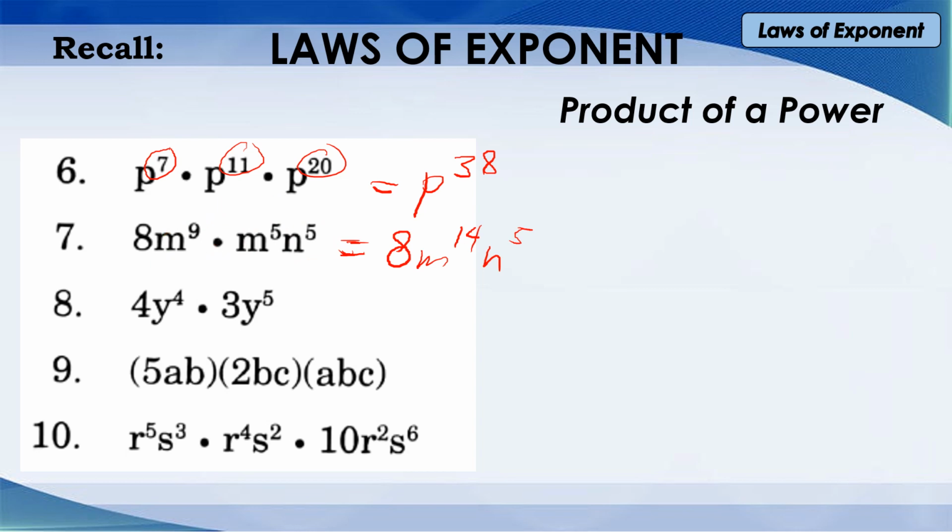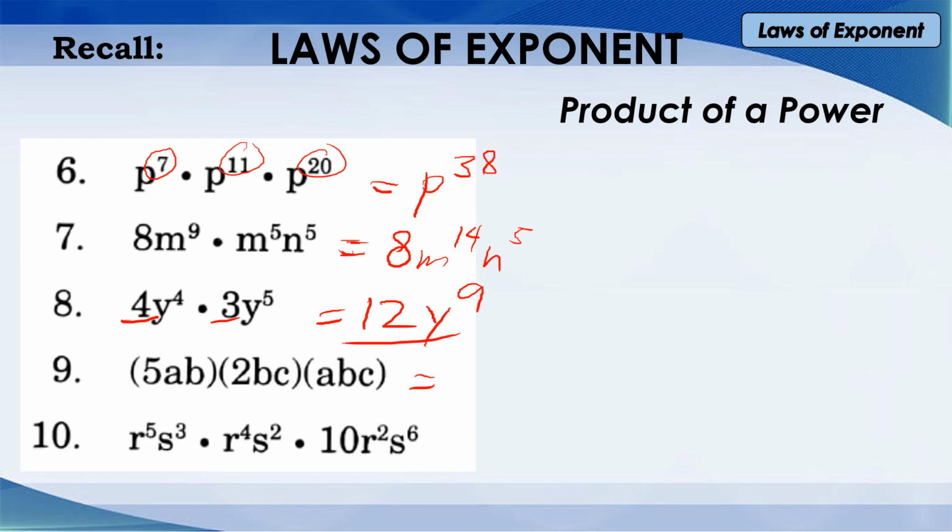Next, example number 8. Coefficient with coefficient, we have 4 times 3. That will give us 12. And then y raised to 4 times y raised to 5. That is y raised to 9. Then that is the answer.